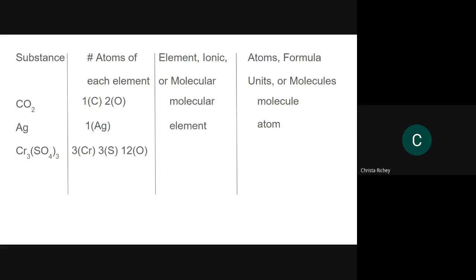Is this an element? Is it ionic or is it molecular? What was the first one? Cr, chromium. It is ionic because chromium is a metal. Also, sulfate is a polyatomic ion. So this is ionic. Is a representative particle an atom, a formula unit, or a molecule? It is a formula unit.